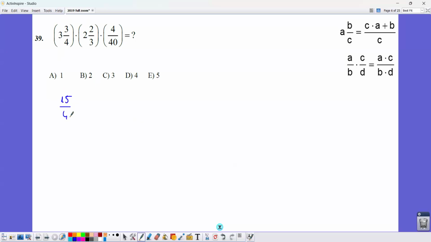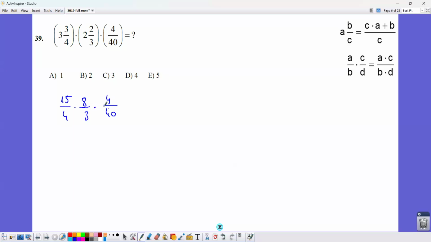15 over 4 times 3 times 2, 6, plus 2, 8. 8 over 3 times 4 over 40. Because we have all multiplication between them, you can multiply all the numbers and then divide with all the numerators and then divide with the denominators. But it's very big numbers, so we have some simplifications.